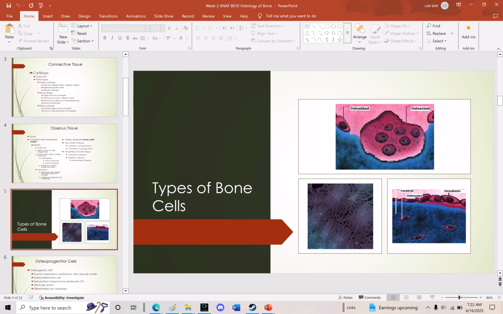Here we can see an osteoclast. Osteoclasts do what to bone? Break it down. They break bone down, okay?